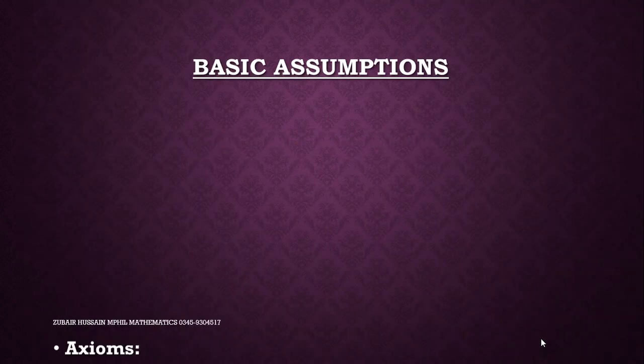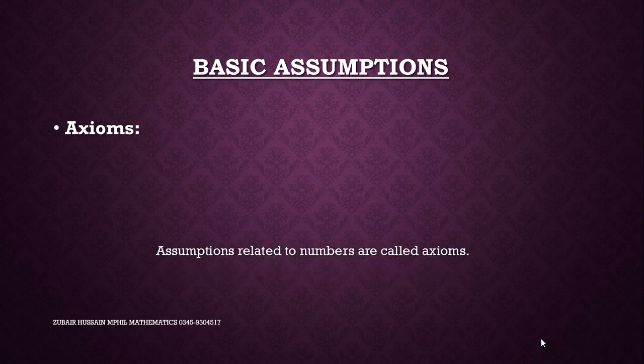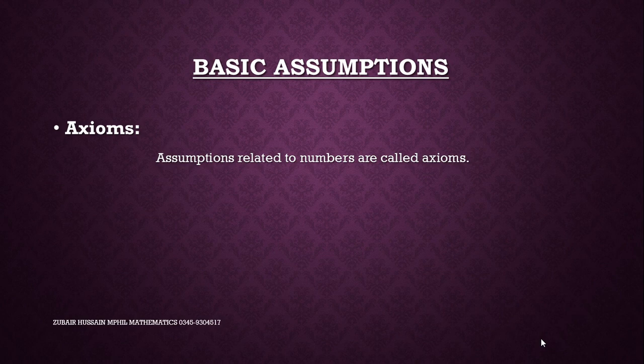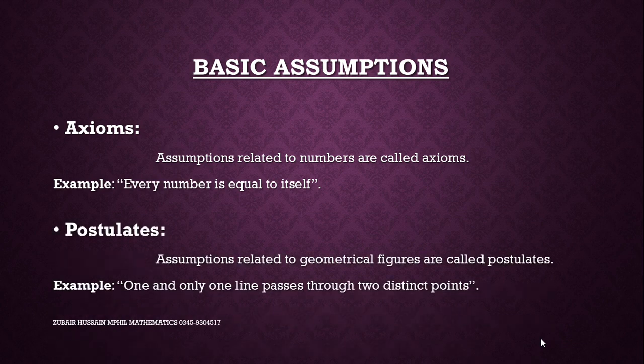Now what are the basic assumptions? Number first are axioms. Axioms are the assumptions related to numbers. For example, every number is equal to itself. It is an axiom.